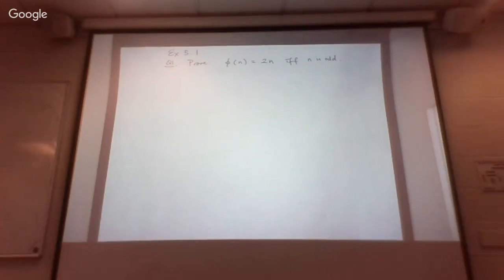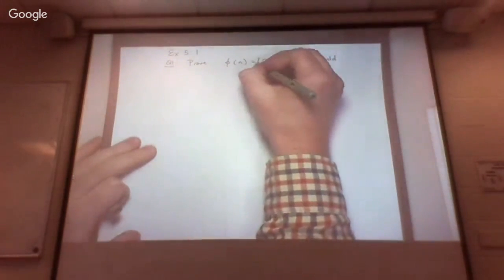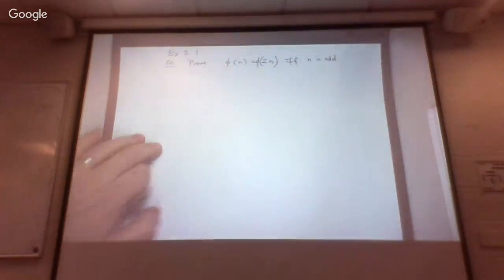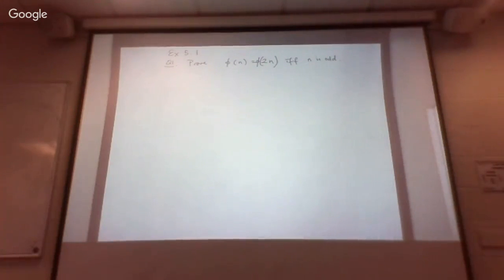Sorry, no, there's a phi around this. Phi is never bigger than n. Phi of a prime number is 1 less than the prime number; that's the maximum value phi can have compared with the argument. Sorry. Phi of n is equal to phi of 2n if and only if n is odd.